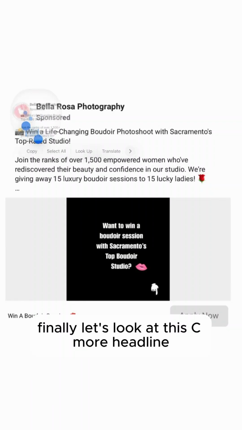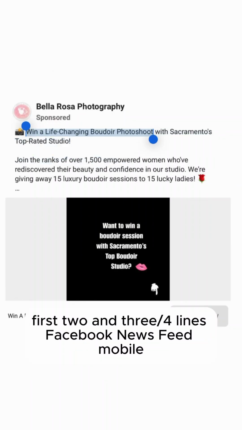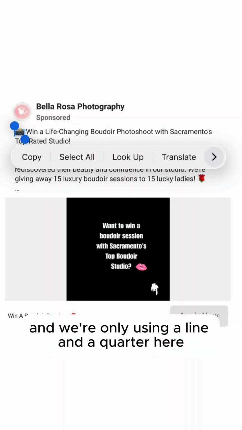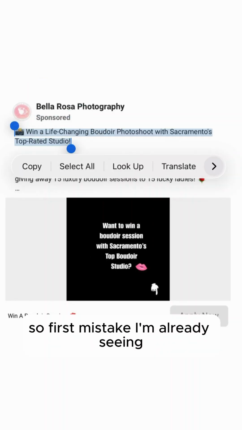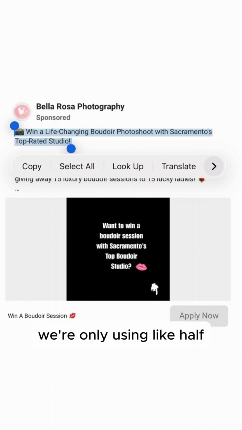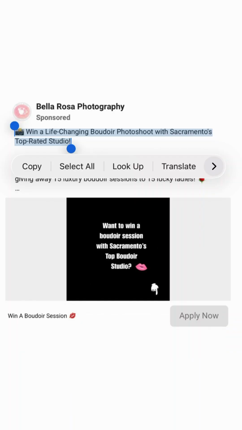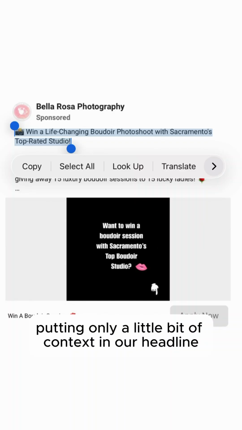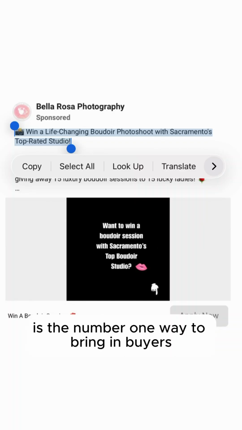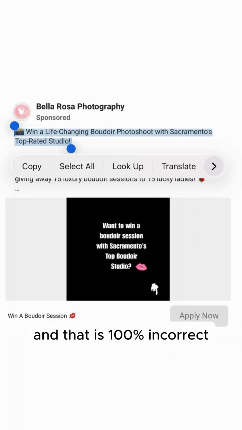Finally, let's look at this See More headline. First two and three-quarter lines, Facebook newsfeed mobile. And we're only using a line and a quarter here. So the first mistake I'm already seeing is we're only using about half of the space that we should be. "A life-changing boudoir photo shoot with Sacramento's top-rated studio." All right, so we only have one contextual element here. So that's the lack of context mistake, the most common mistake that I see. The false belief that caused us to make this mistake is we believe putting only a little bit of context in our headline is the number one way to bring in buyers. And that is 100% incorrect when dealing with Facebook ads.